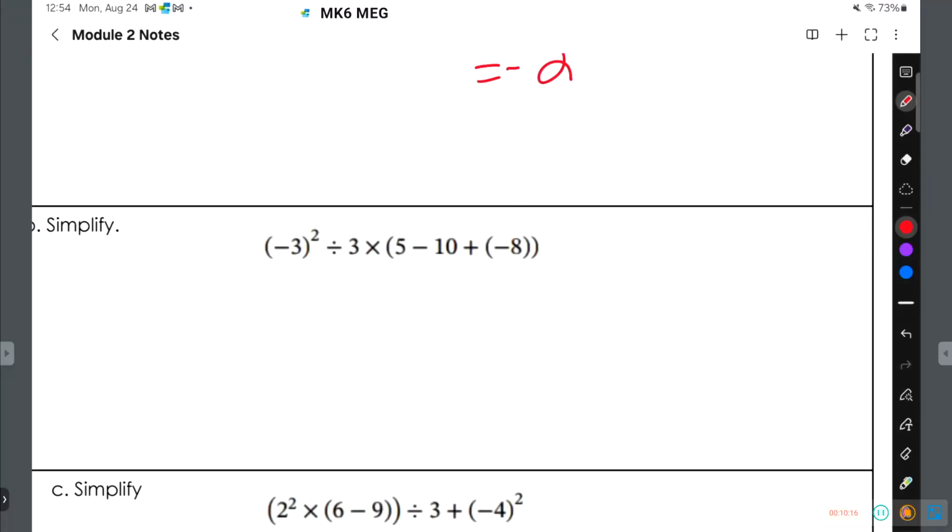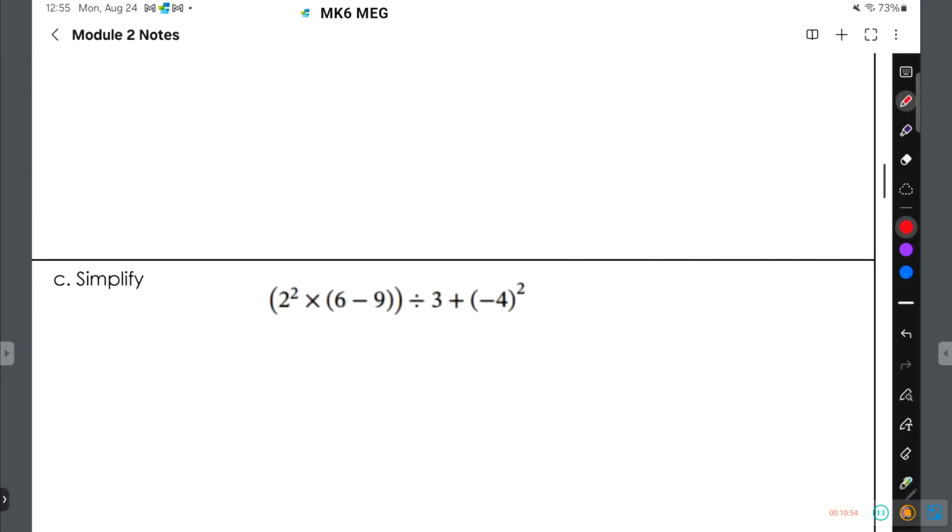Negative 39. I don't think he went from the negative, but. Alright, you should've got negative 39. Did you get negative 39? Alright. We're getting better. Slowly but surely, we're getting there. Alright, let's try C. Let's see if we get 100%. All of us.